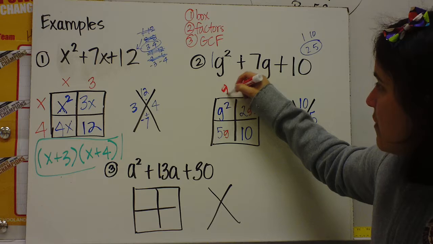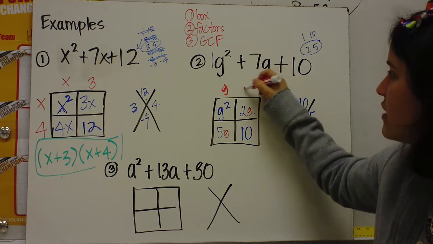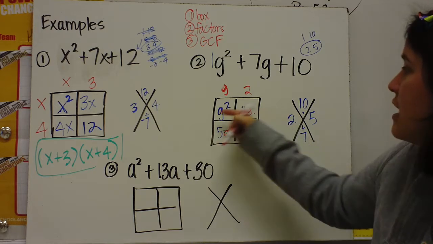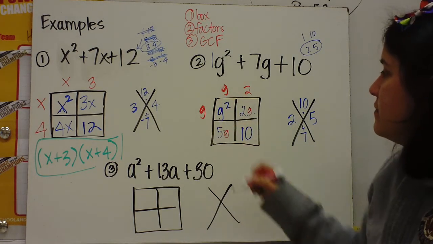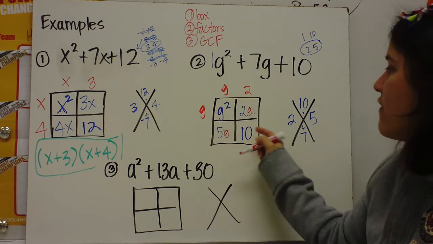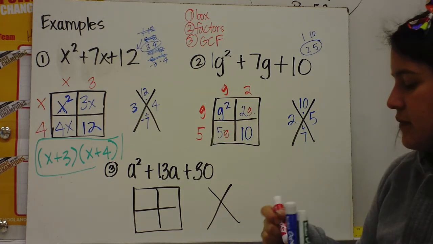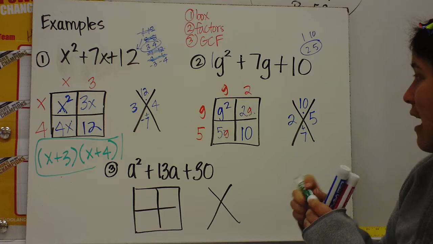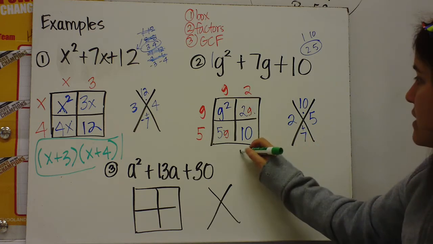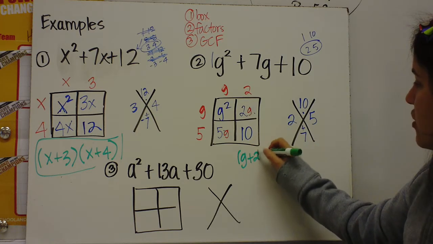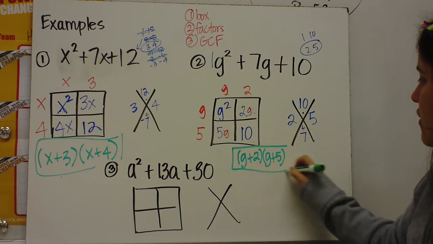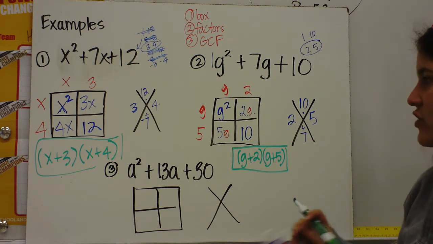They have a g in common. And right here they have a 2 in common, because 2 will go into 2, 2 will go into 10. This way they have a g in common. And this way they have a 5 in common. Now, everything is positive, so our final step is to rewrite it using parentheses. g plus 2, g plus 5. And there we go. Now it's factored.